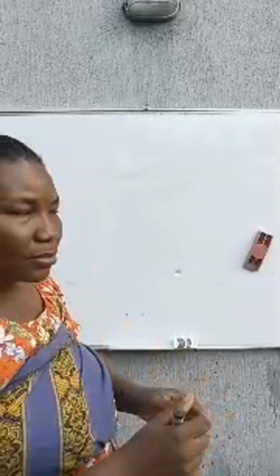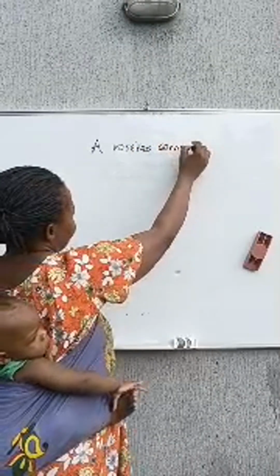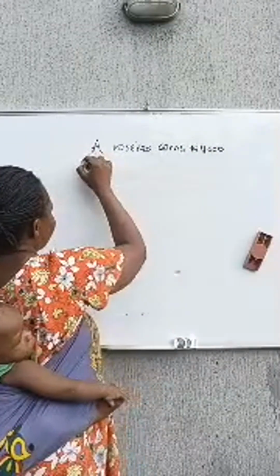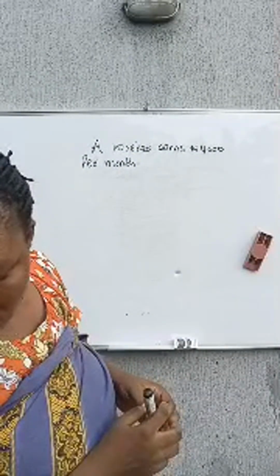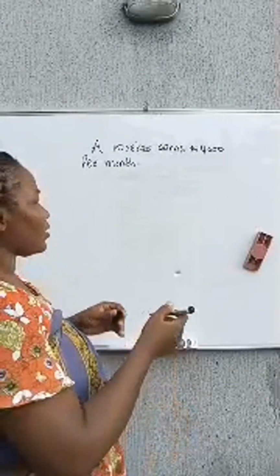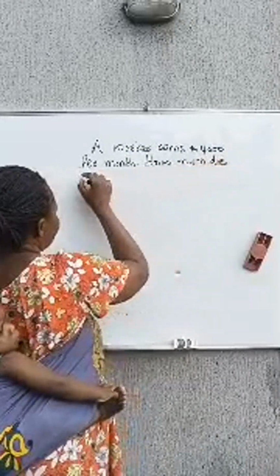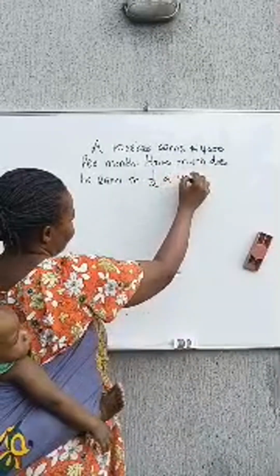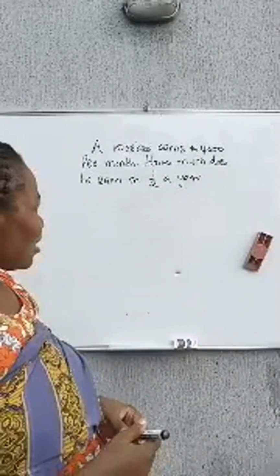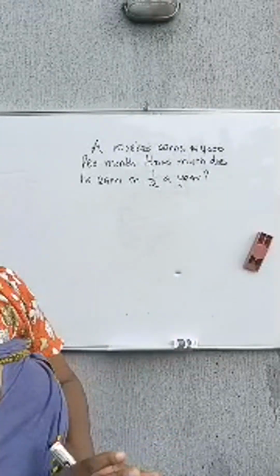The next question says, a worker earns 4,000 naira per month. How much does he earn in half a year?